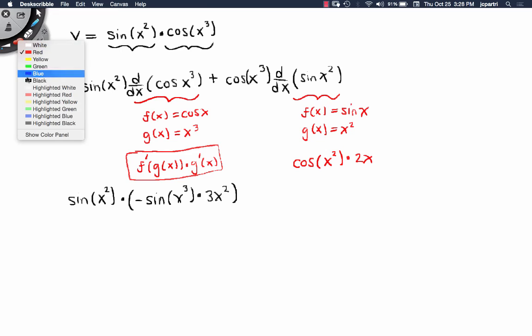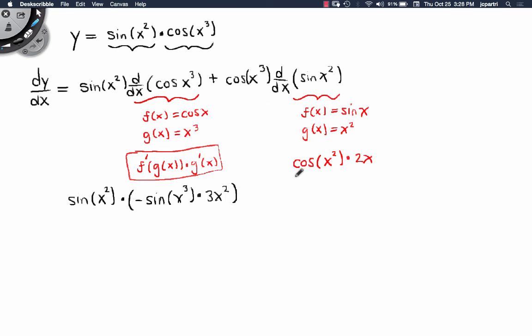And so now we have pretty much everything done. This is still times cosine of x cubed. So this is cosine of x squared times 2x. Perfect. Now we can rearrange our terms. We can get our final answer.